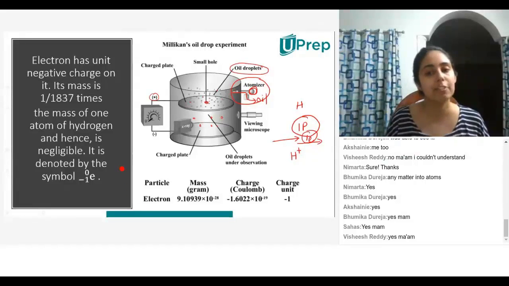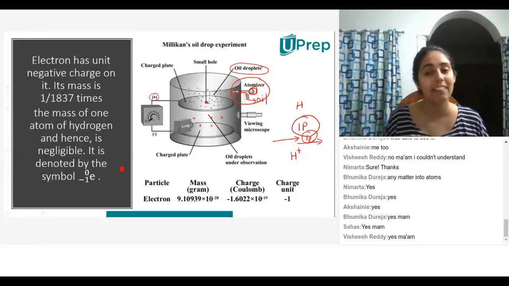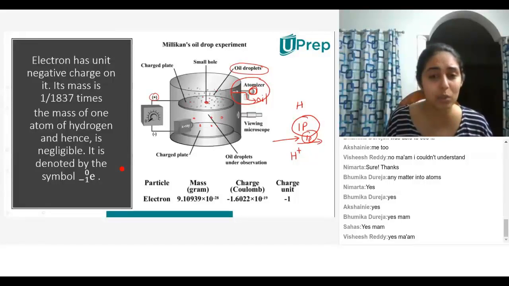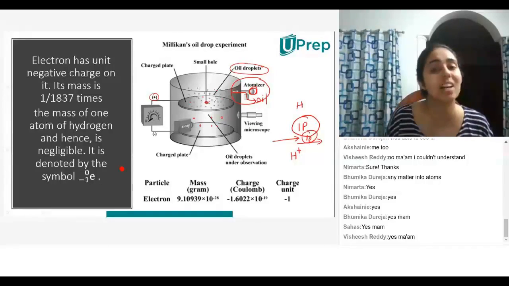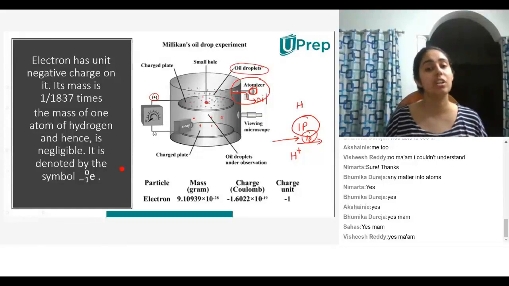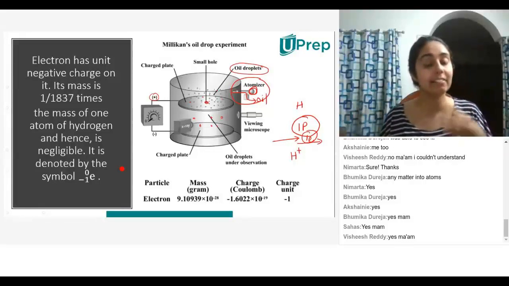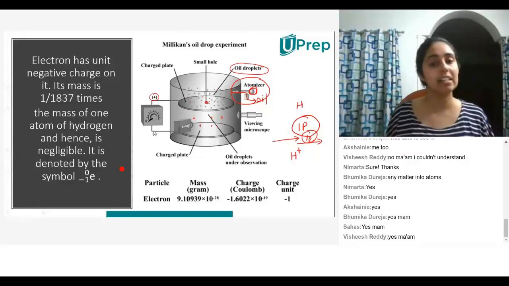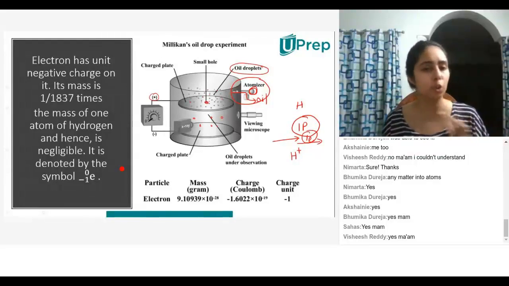Okay, so the charge of an electron is 1.6 into 10 to the power -19 with a negative sign. And when I say unit charge, that means it is -1. Now this is the mass of an electron. If you look at the power, it is 10 to the power -28. That is so tiny and so light. Because it is so small, the mass is 1 by 1837 times the mass of an atom of hydrogen. The atom of hydrogen itself is so light, so that divided by 1800 is almost negligible. So we assume that the mass of an electron is almost close to 0.